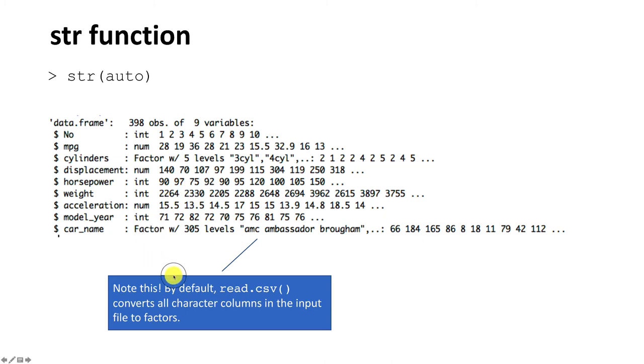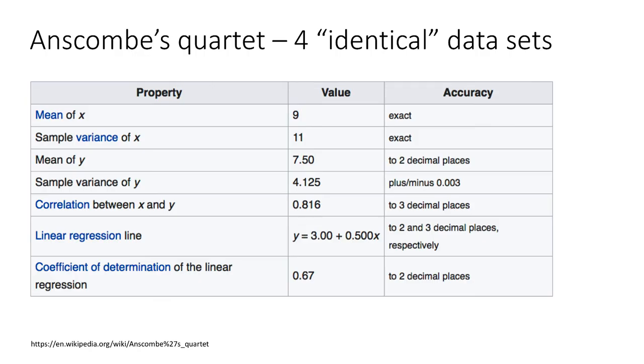Okay, so it's saying by default, read.csv converts character columns to factors. So that assumes that in this particular command, I have not used that particular option of strings as factors.